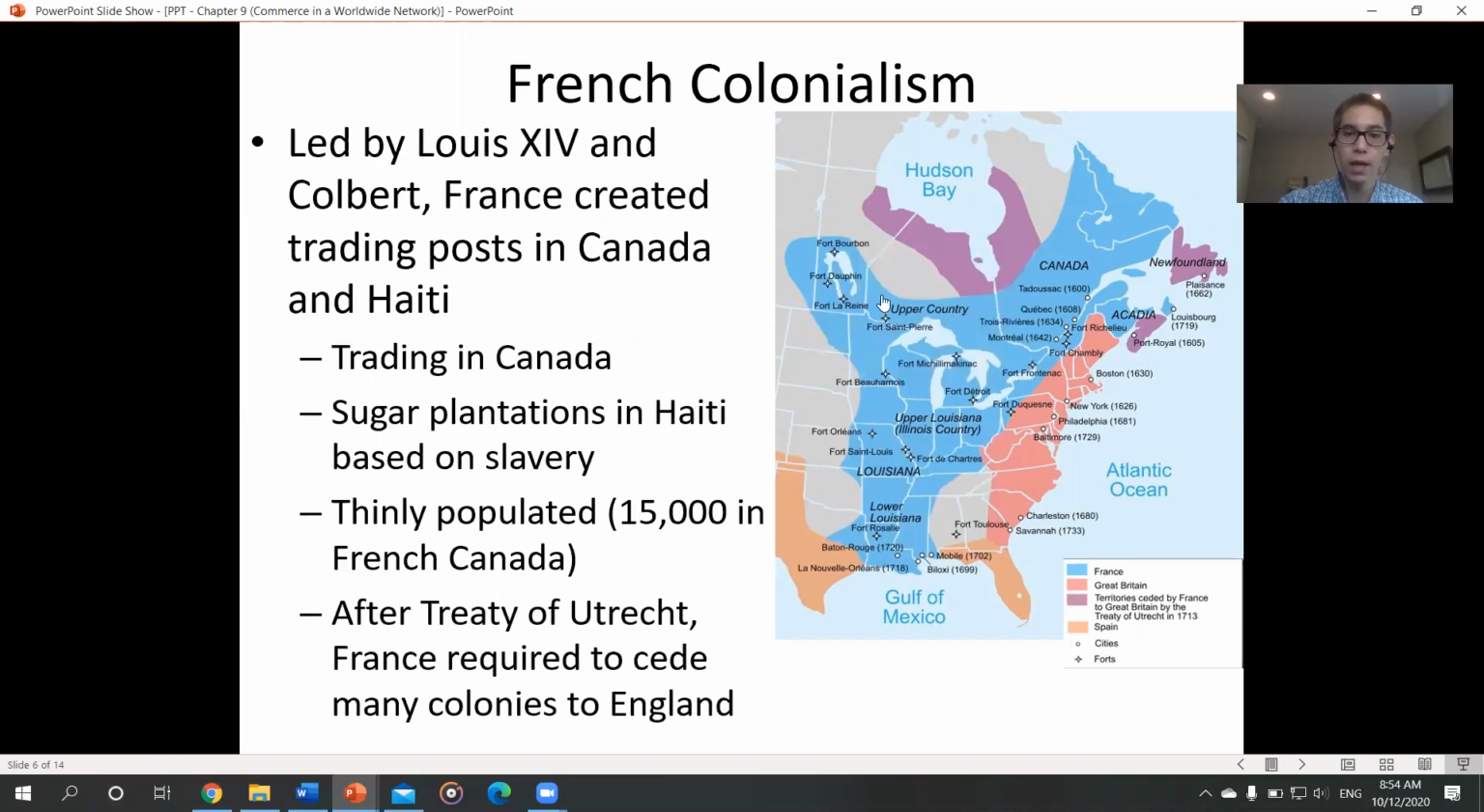In Canada and whatnot, they would trade beaver pelts and timber. And then in the Caribbean, which would be down here, it's not on this map, sorry, they would have sugar plantations, especially in Haiti, based on slavery.